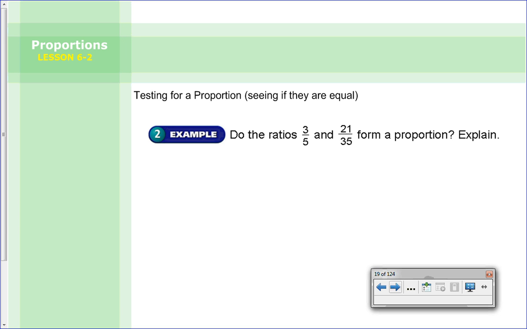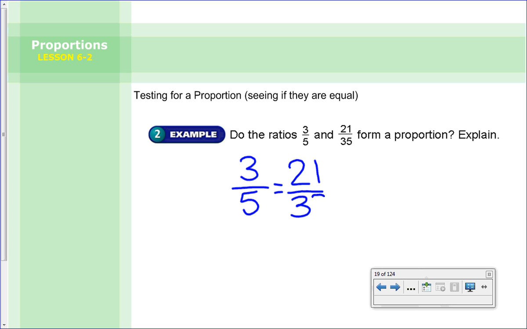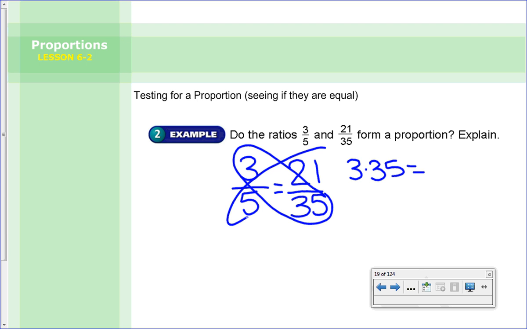So here we're going to test for a proportion to see if two ratios are actually equal. And again, we're going to use cross products for it. Do the ratios 3/5 and 21/35 form a proportion? So we need to know, are these equal? These two ratios. And again, one way you can do it is doing 3 times 35 is the same as 5 times 21, and multiply.